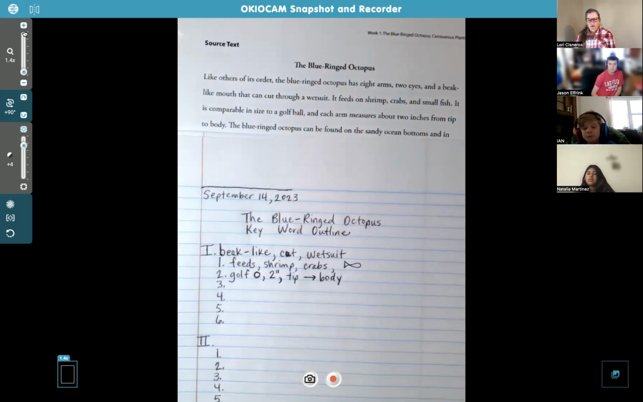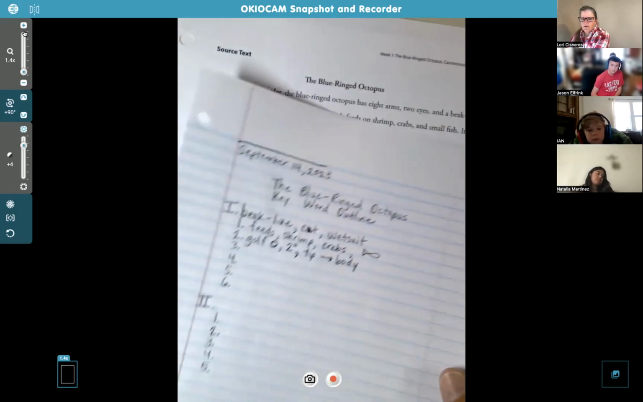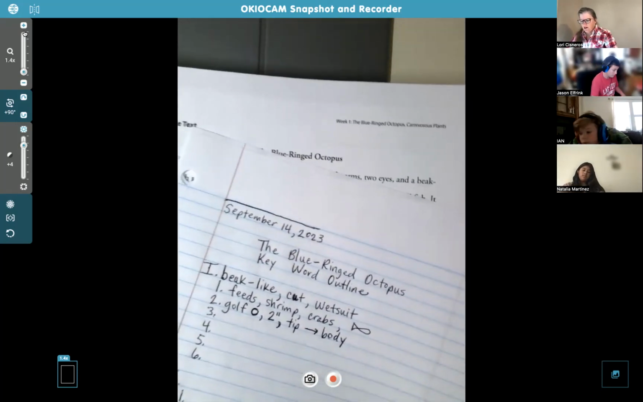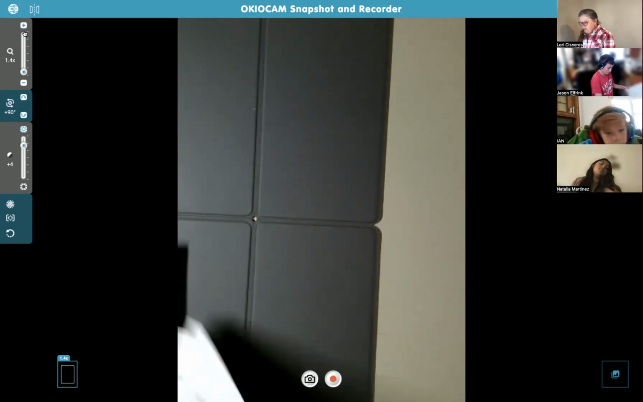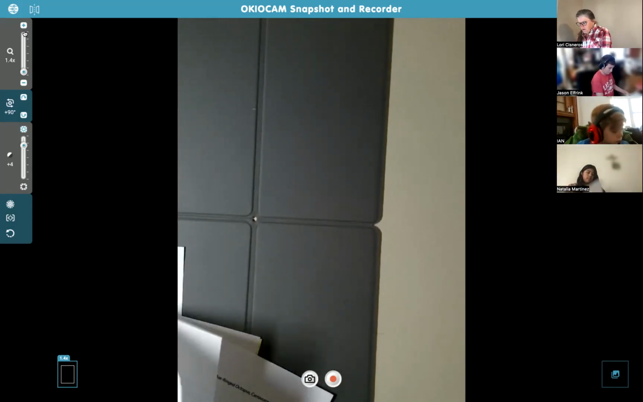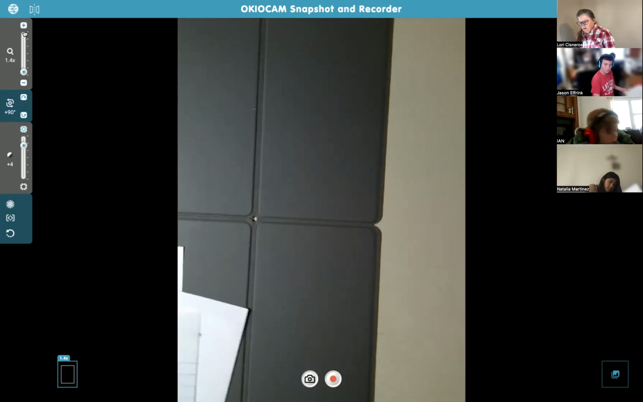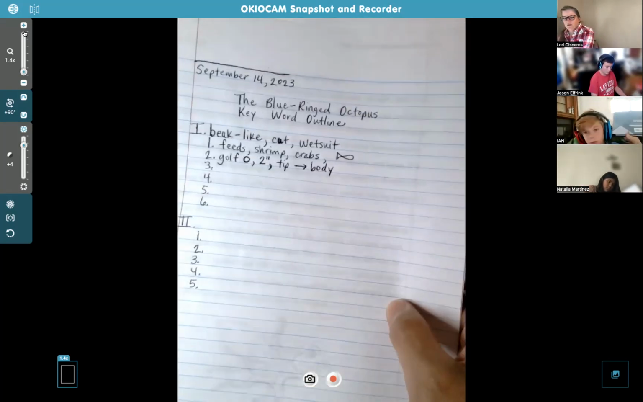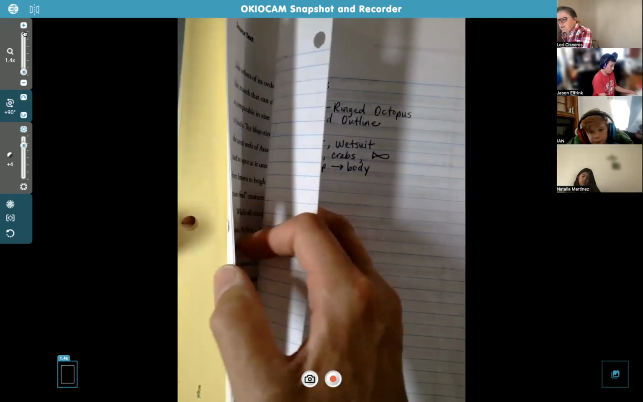Okay, good job, you guys. We're going to stop there for today because we're out of time. But what I want you to do is put all of these papers together that we just took out of your binder. Put them in a stack like this, with your outline on top and all the other pages underneath it.